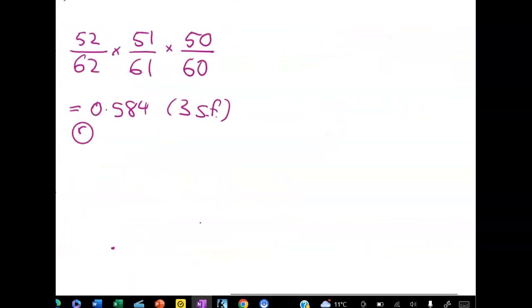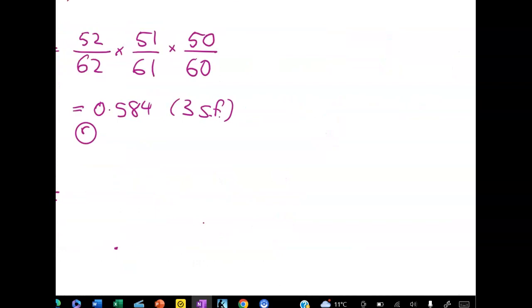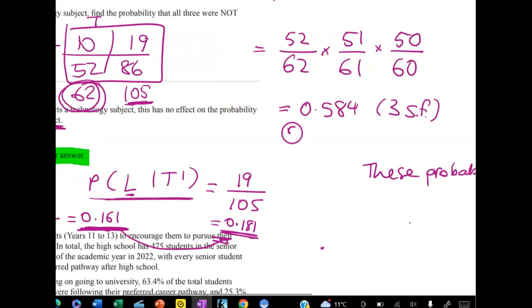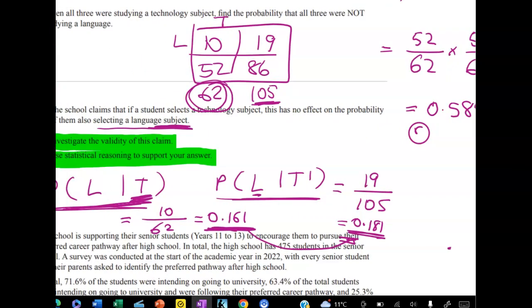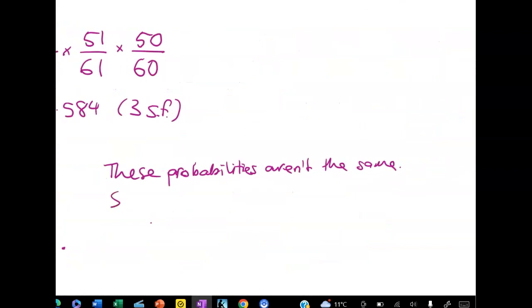I'm going to write this out over here because I'm a bit sick of marking work where there's not enough clear communication of what you find, right? So the first thing to say is these probabilities are not the same, or they are different. Then the second thing to say is what it means. So students who don't choose tech are more likely to take a language. So let's say that.